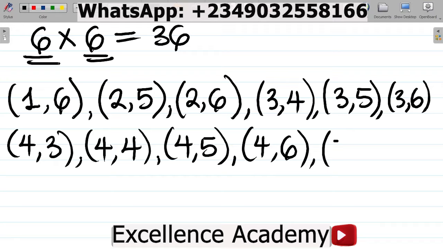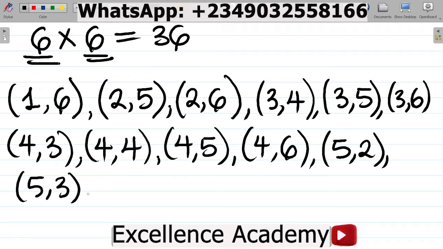Let's go to 5. I could toss 5 the first time and possibly, no, not 1. If I toss 5 and 1, that's 6, which is not what we're looking for. 5 and 2, that gives you 7. All right. Also, 5 and 3. So 5 the first time, 3 the second time.